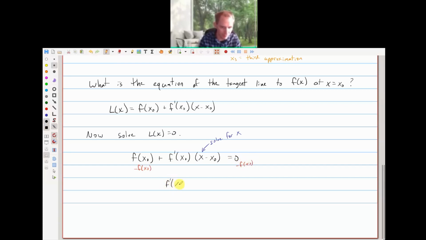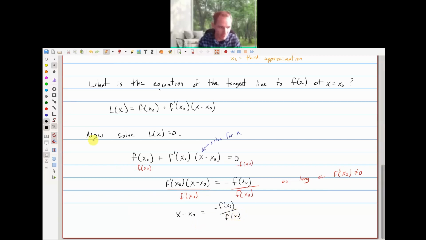So we have f prime of x0 times x minus x0 equals negative f of x0. Then I'm going to divide by this f prime. I have to be careful. If f prime of x0 is 0, this will be a problem. We'll discuss that in a minute when we look at the problems that Newton's method can have. So now we have x minus x0 equals negative f of x0 over f prime of x0.